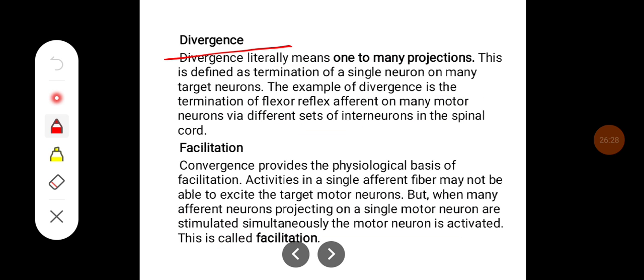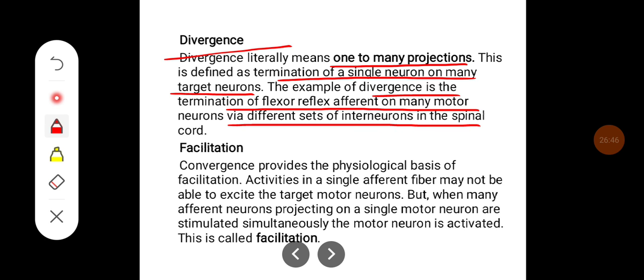There can be divergence, which literally means one to many projections. This is defined as the termination of a single neuron on many target neurons. For example, divergence is the termination of flexor reflex afferents on many motor neurons via different sets of interneurons in the spinal cord.